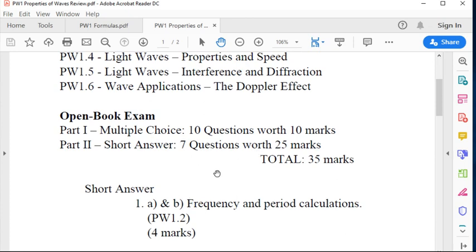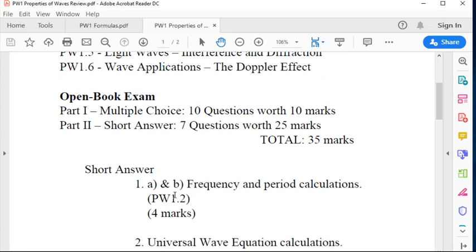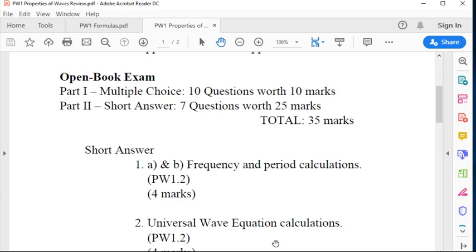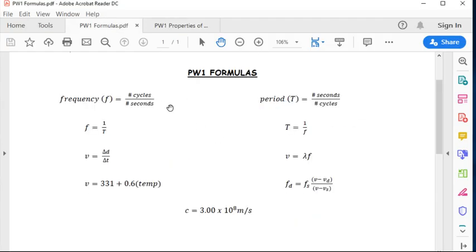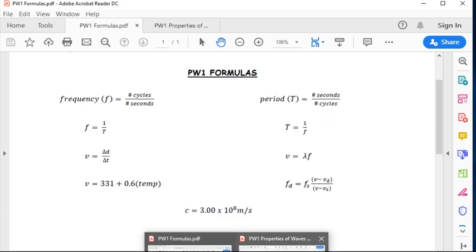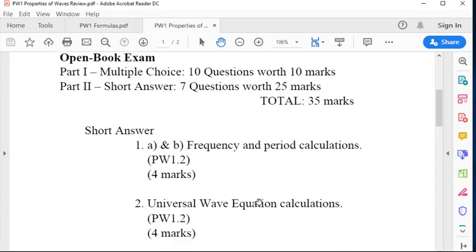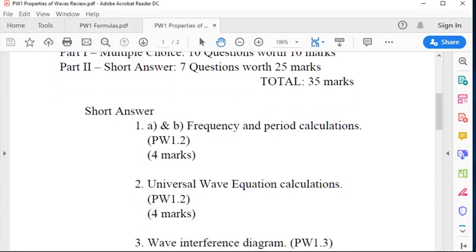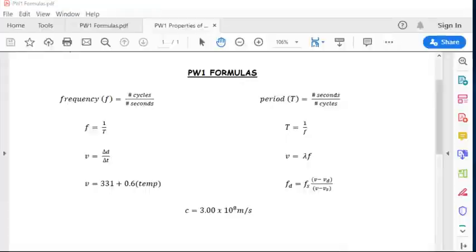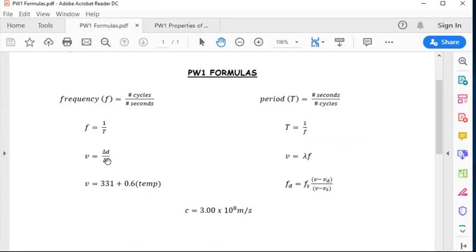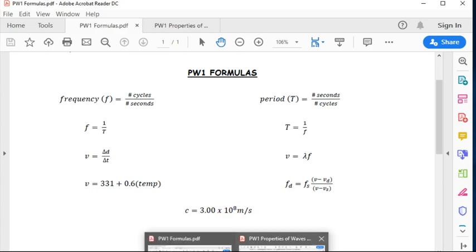To give you a hint of what some of those short answer questions will be, questions 1A and B, frequency and period calculations. So going back here to the formula sheet, frequency, cycles per second, period, seconds per cycle, and of course the relationship between the two. So that'll be question 1, A and B. Then universal wave equation calculations. That'll be incorporated in some way, calculating wave speed potentially, then using the universal wave equation.